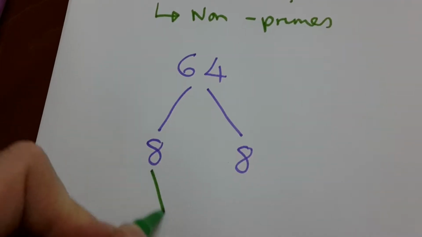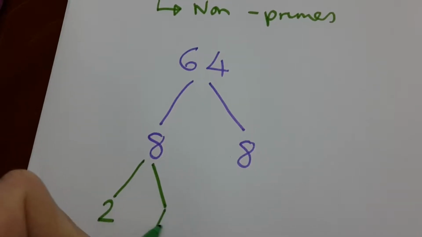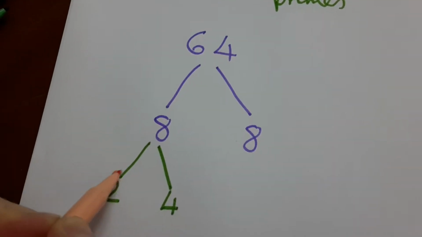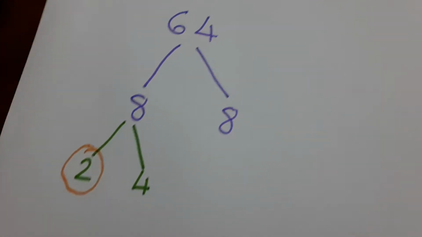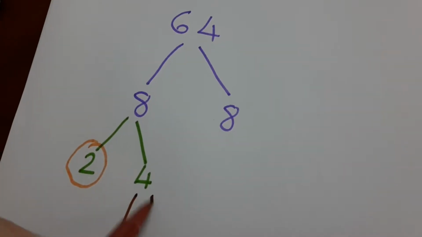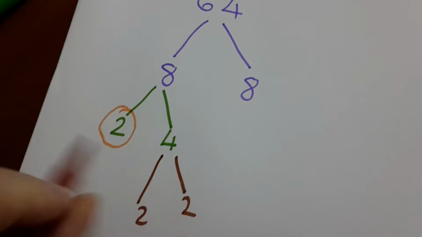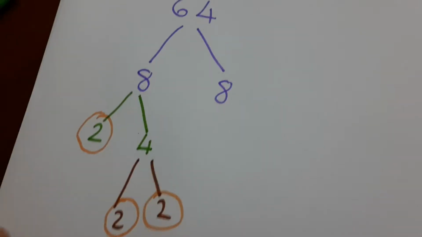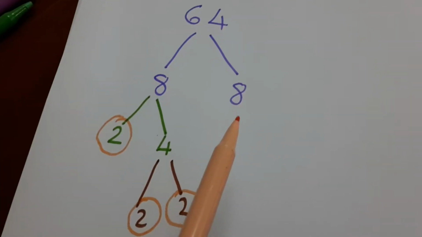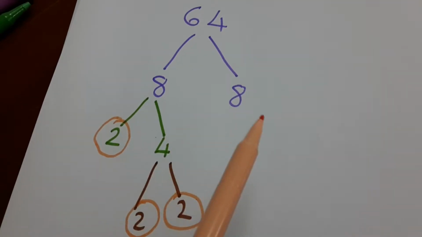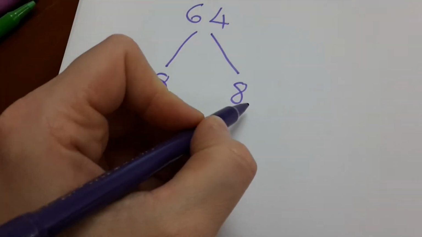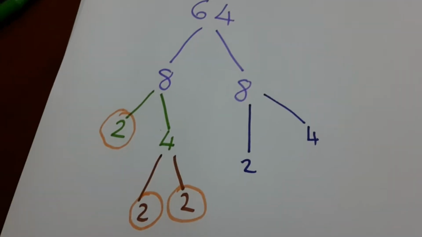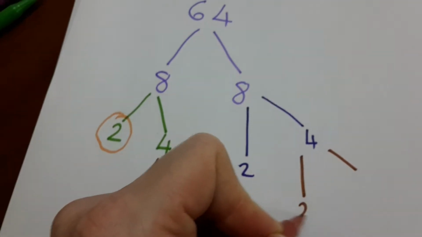Now I'm going to break 8 down into 2 times 4. Now 2 is a prime, so I'm going to get another colour and circle it to make it really stand out. Now I'm going to break down 4 further, and 4 is 2 times 2. Notice that these are also prime. Now the great thing is, because I've chosen a square number, I can basically copy this side over onto this side. So if I break it down further, I'd have 2 times 4, and that 4 is going to break down to 2 times 2.